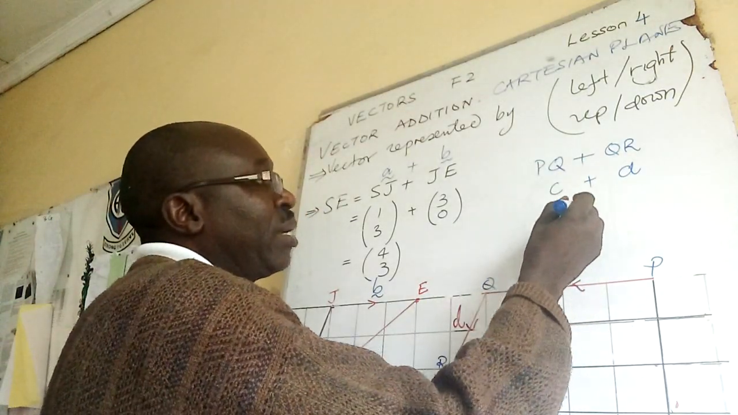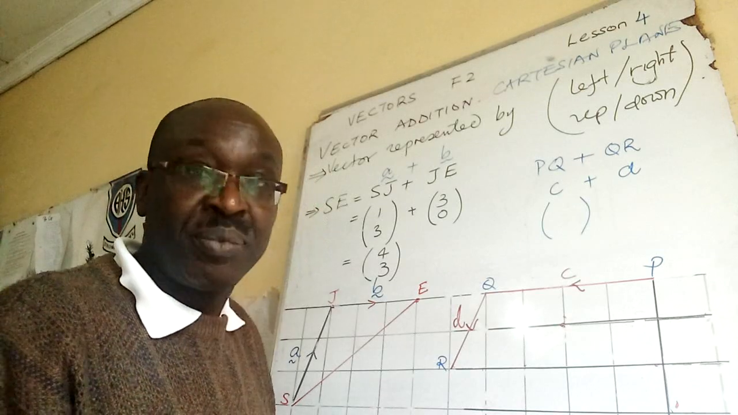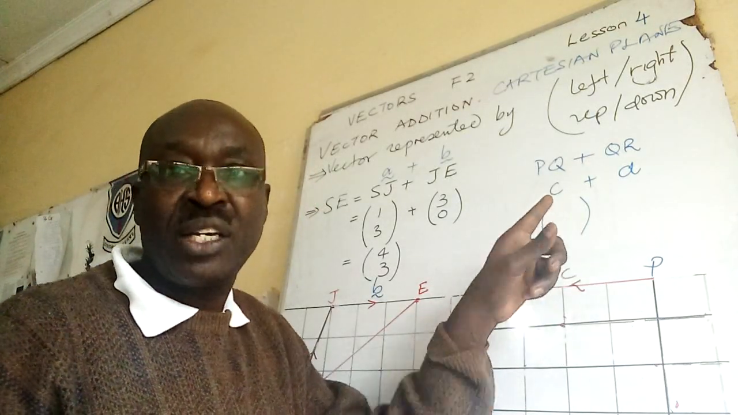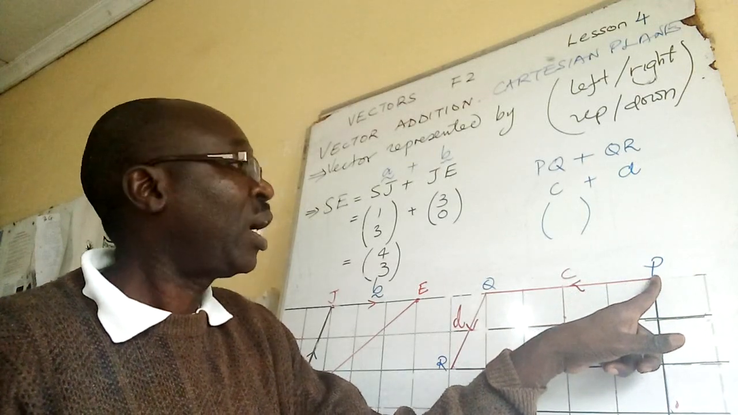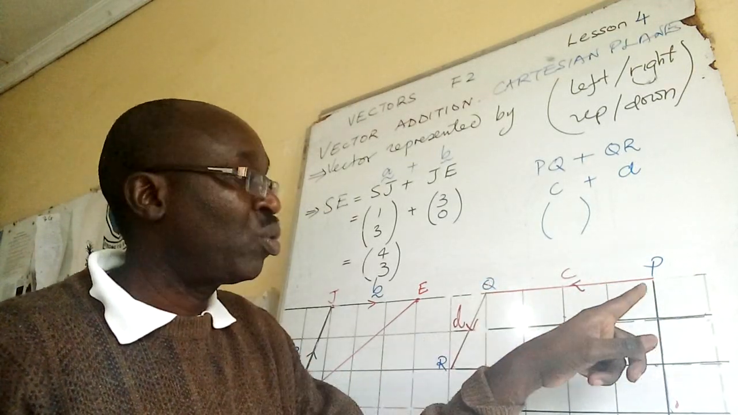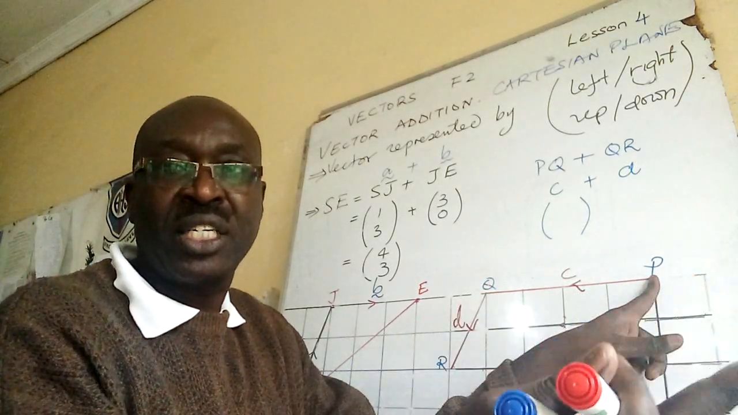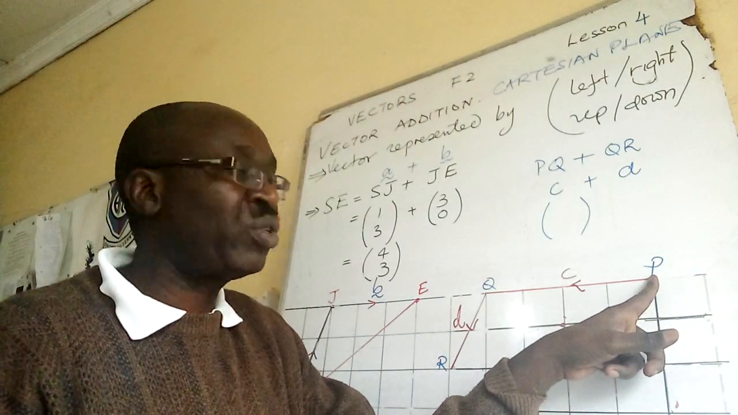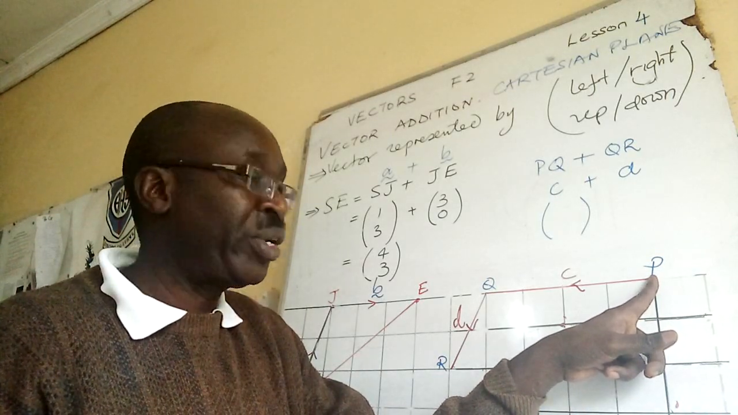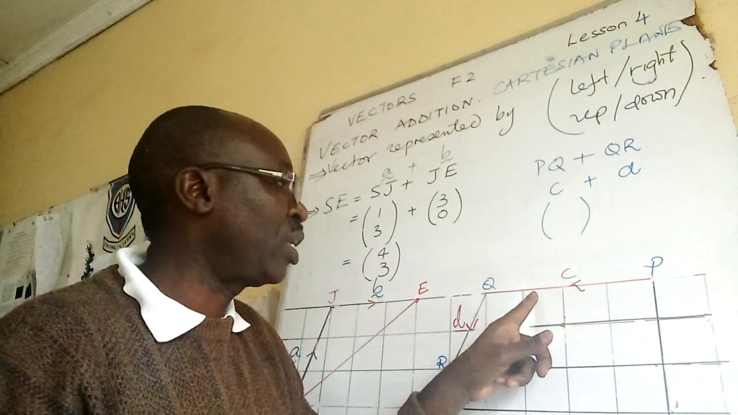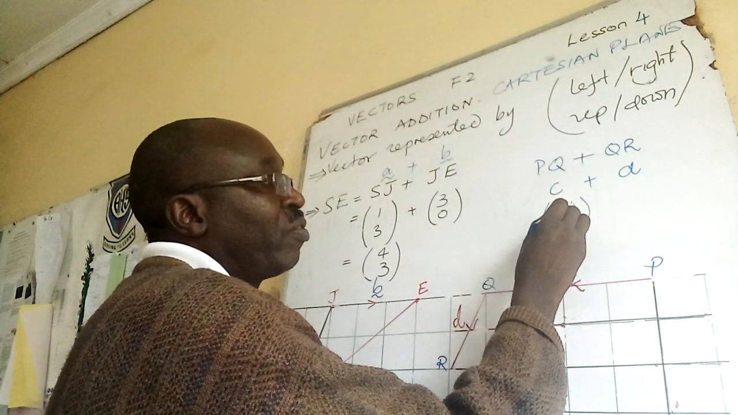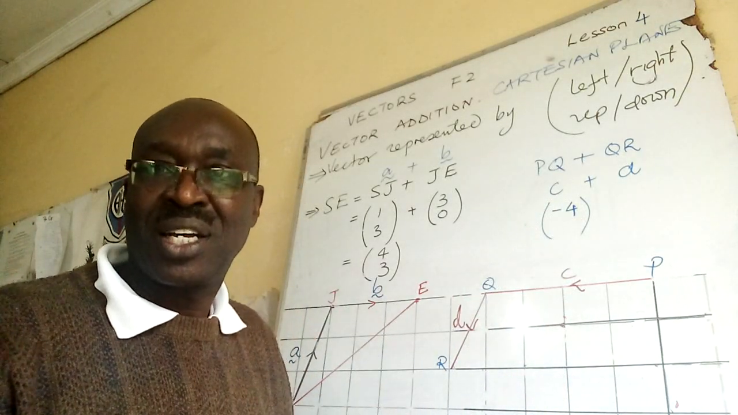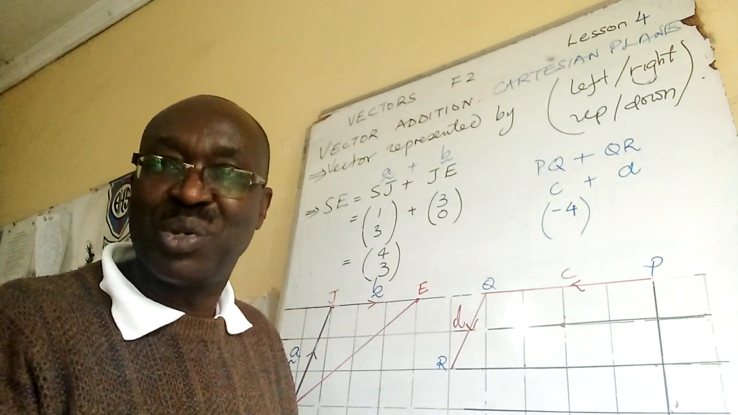I write my bracket. The first thing that comes, I choose between left and right. So I'm at P, and I'm supposed to go to Q. Will you go to the right? No. I'll go to the left. By how many steps? 1, 2, 3, 4. So, left, 4 steps. You know, left is opposite of right.